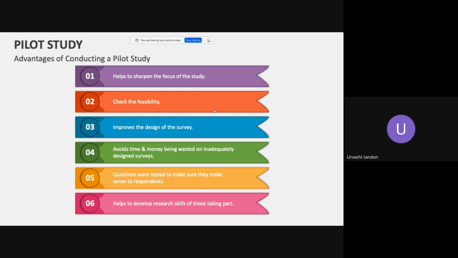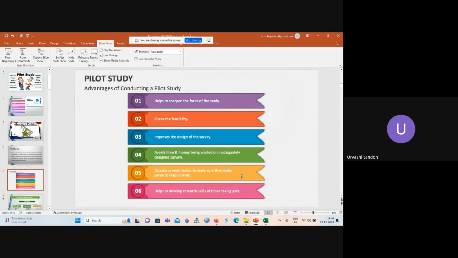So are the questions which you were testing giving you the appropriate answers? Are they measuring what you exactly want to measure? So this is the purpose of your pilot study, and it helps to develop the research skills of those taking part. See, it's very, very, very important. Pilot study is very important, right?